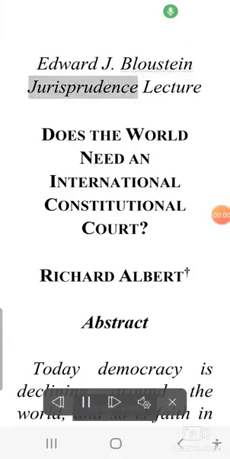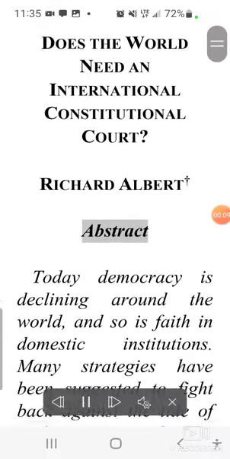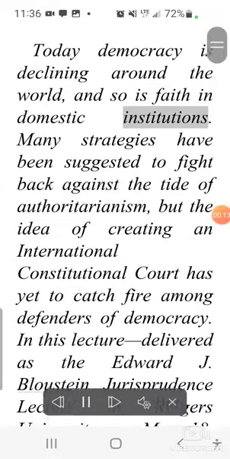Edward J. Blaustein Jurisprudence Lecture. Does the world need an international constitutional court? Richard Albert. Abstract. Today democracy is declining around the world, and so is faith in domestic institutions.